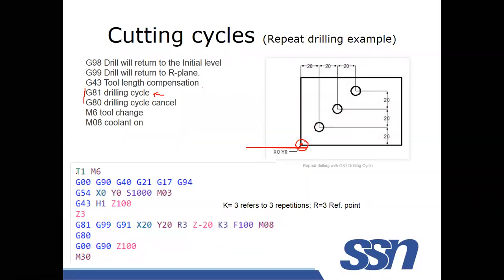Here G90 is the absolute coordinate system, etc. Then tool compensation, spindle speed rotation clockwise, and tool length compensation. These are all very standard definitions you have to give before starting a program. And here the Z value is 3. This means your job will be fixed on the device somewhere here, the job and your tool.